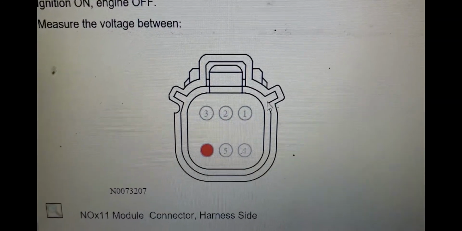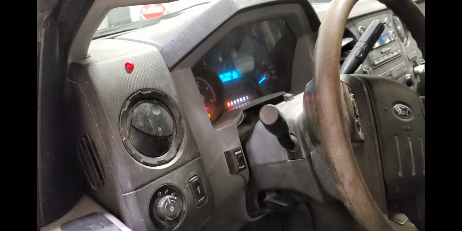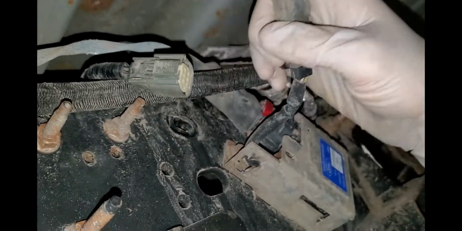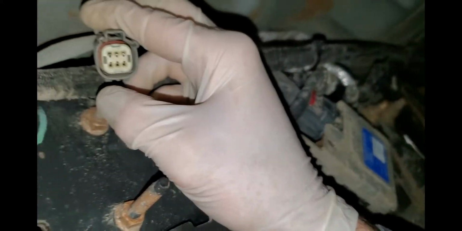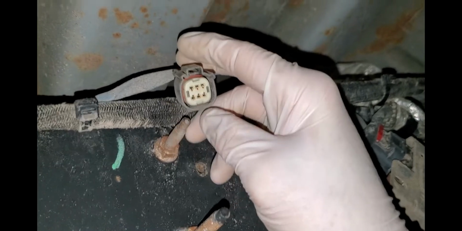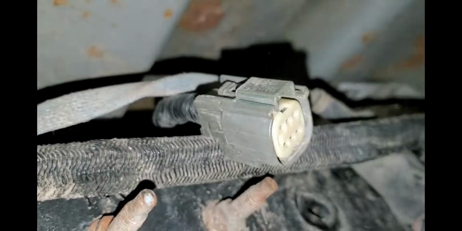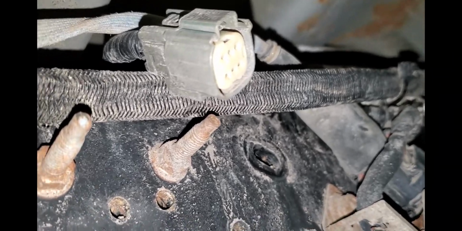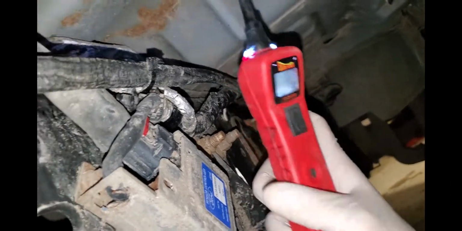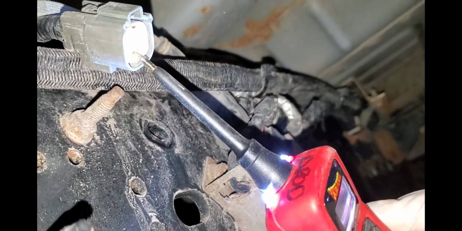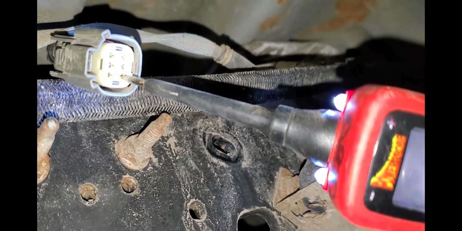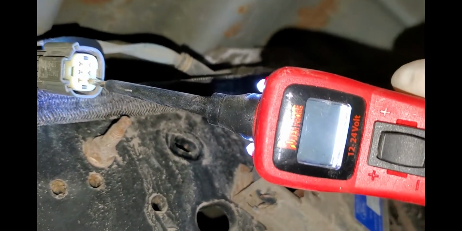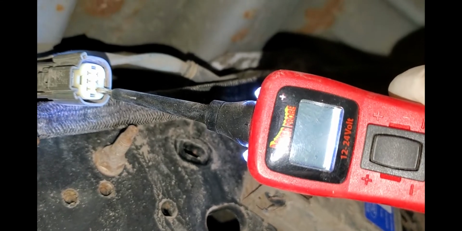Everything was good. They want us to check pin 6 to ground. Okay, key on. Up underneath here, disconnect that. And we're going to check pin 6 right here on the bottom left. So I've already gone ahead and hooked up our fancy power probe. And let's check our voltage. We got nothing. We got absolutely nothing.